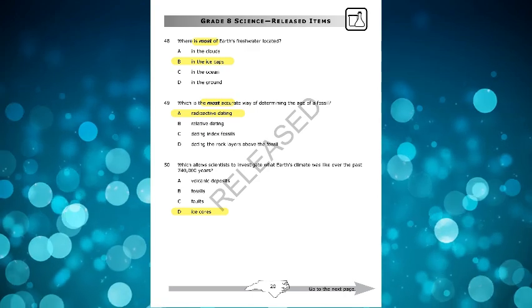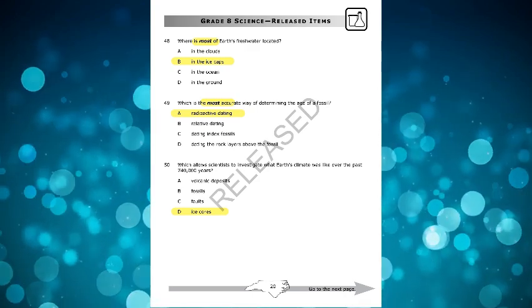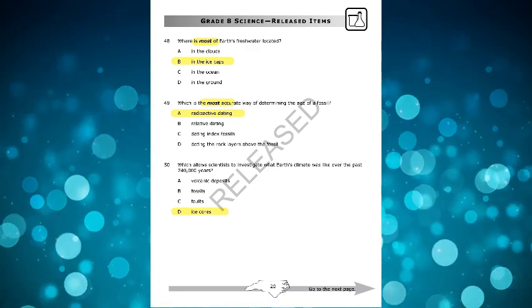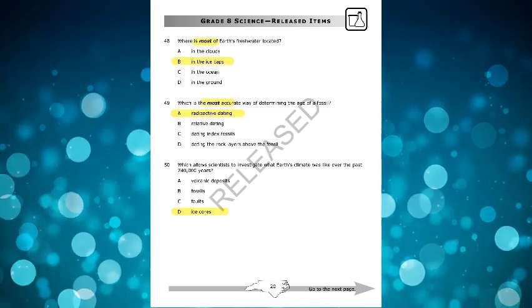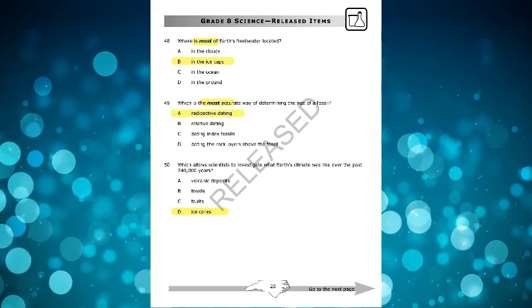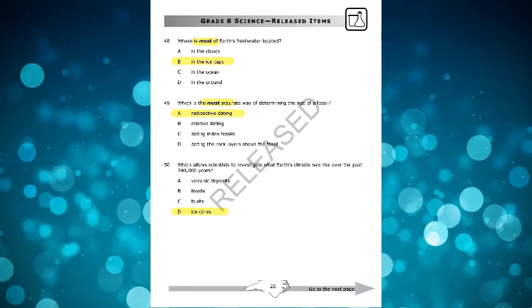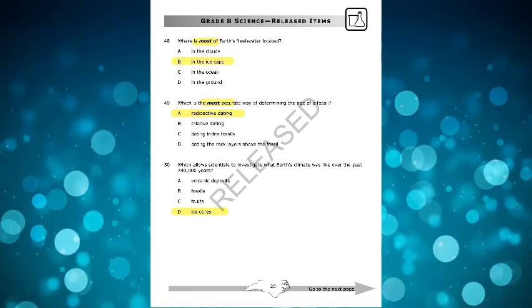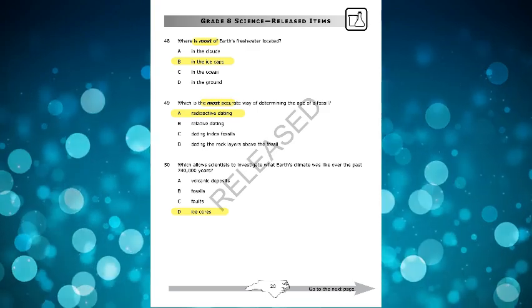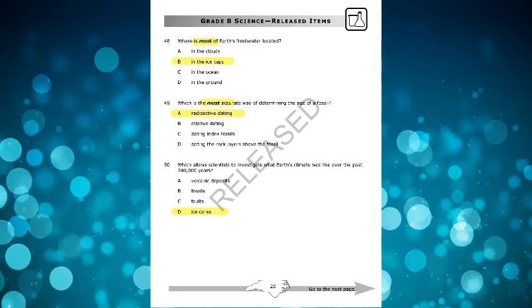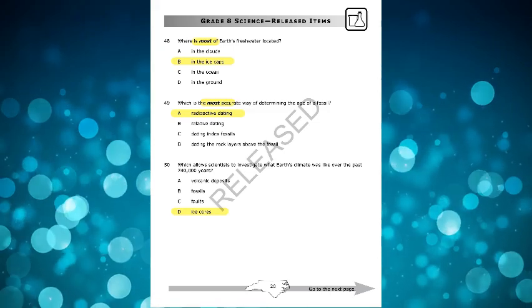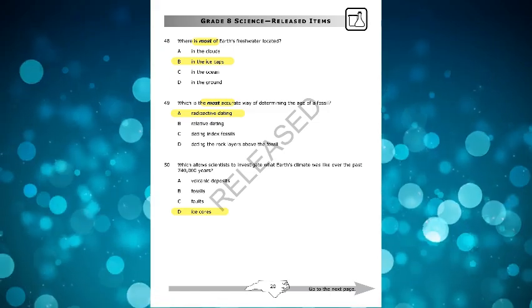exactly mathematically how old something is, and which allows scientists to investigate what Earth's climate was like over the past 740,000 years. And this would be ice cores. Again, just like the rings of a tree, they tell a history. So they're going to be able to tell you what Earth was like, what was happening in the atmosphere on Earth's surface, and things like that at various points in time.